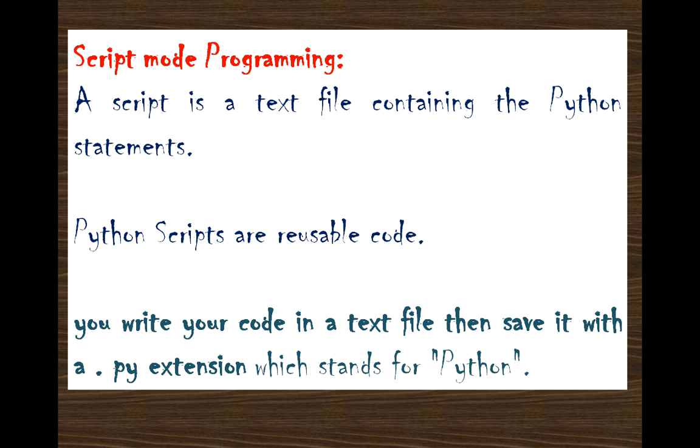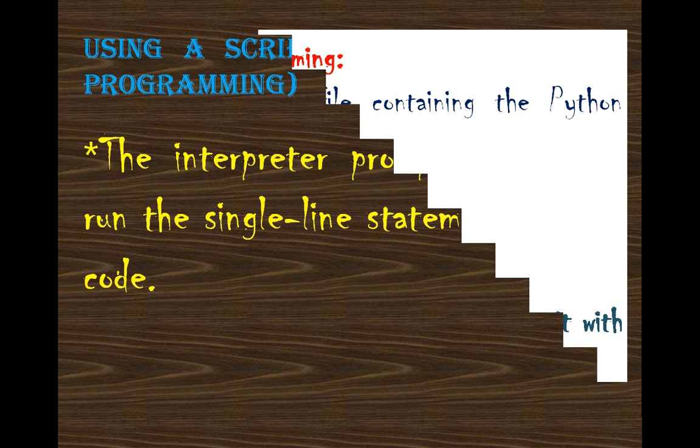So Python scripts are reusable code, because if I made a file today and I want to run it tomorrow, I can use the name. With the use of name, I can open the file and I can run the file. So you write your code in a text file, then save it with the extension .py, which stands for Python. That means you have to open a file, type your text over there, then save that file with the extension .py, so that you can see the result for later also.